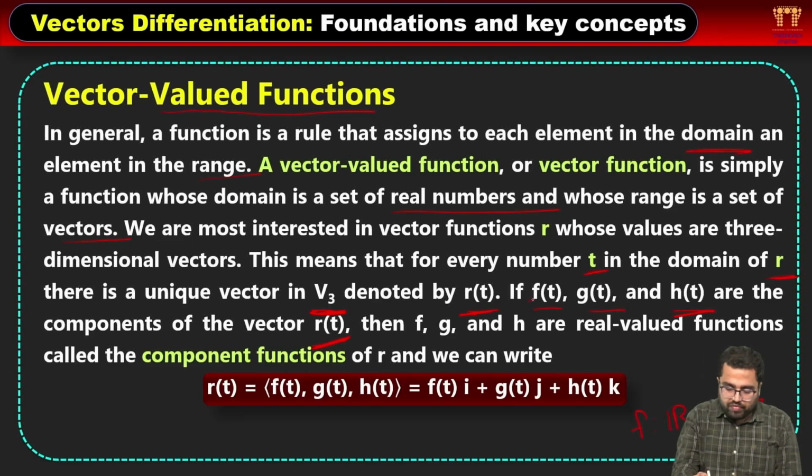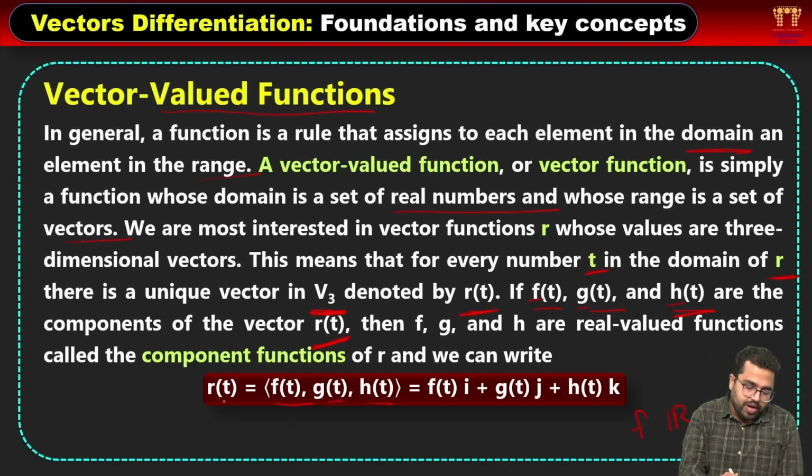Okay, so f, g and h are the component functions of the vector valued function r of t, and we can write it like this: r of t is equal to f of t, g of t, h of t. So all of its components are nothing but real valued functions.